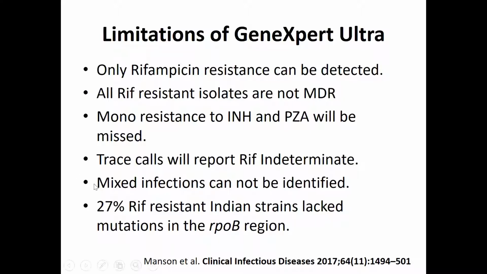And this is a recent study from India in Clinical Infectious Diseases. South Indian strains were typed using whole genome sequencing. They found that 27% of rifampicin resistant Indian strains lacked mutations in the normal rpoB region that is targeted in all the kits, that is GeneXpert, LPA, everything. So these 27% resistant strains will never be picked up by LPA or a GeneXpert assay. So these mutations are not there. So that is a concern.